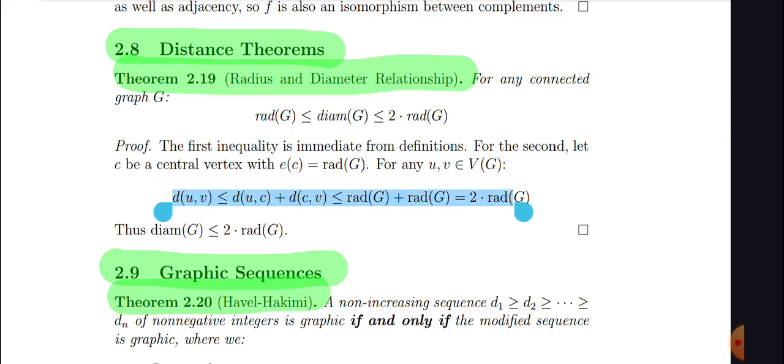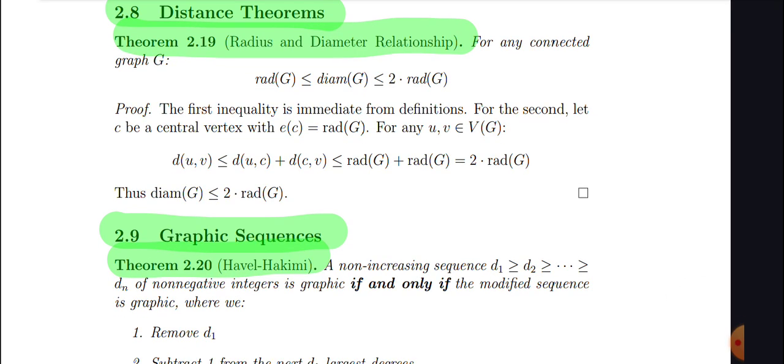So the distance between u and v has to be less than or equal to radius plus radius, which is 2 times the radius. This caps the maximum path length at twice the optimal center path. That's a huge constraint for network design. If you know the best case global latency, the radius, the absolute worst case latency, the diameter, cannot be more than double that. It's a very useful bound.